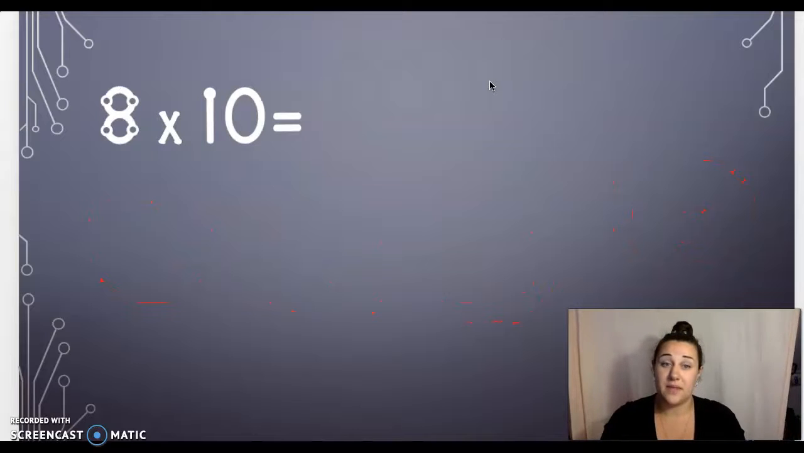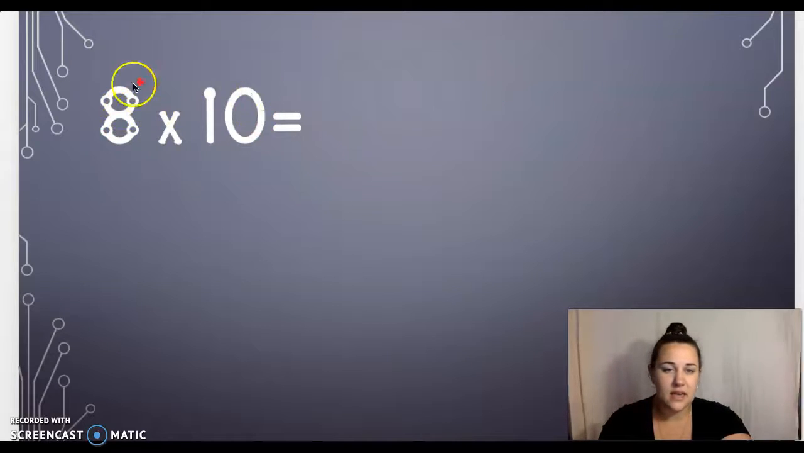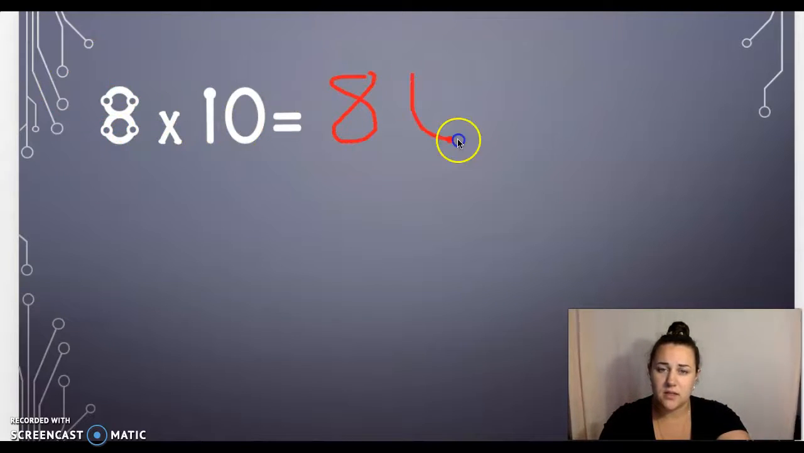So the next one, 8 times 10. Now, the number's getting a little bigger, but we can still do it. Remember what we said: any number times 10, add a 0 to the other number. So I bring my other number over, 8, and I add a 0. 8 times 10 is 80.